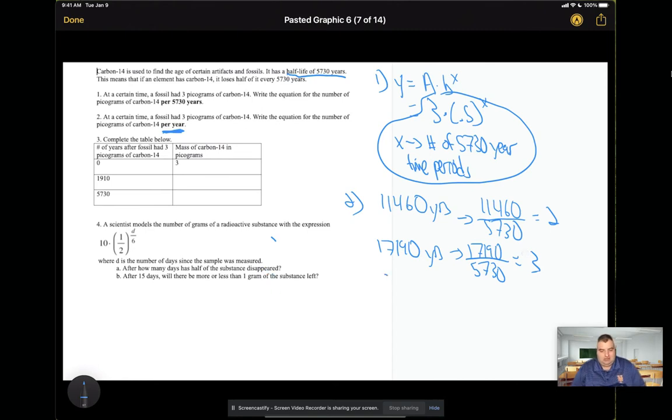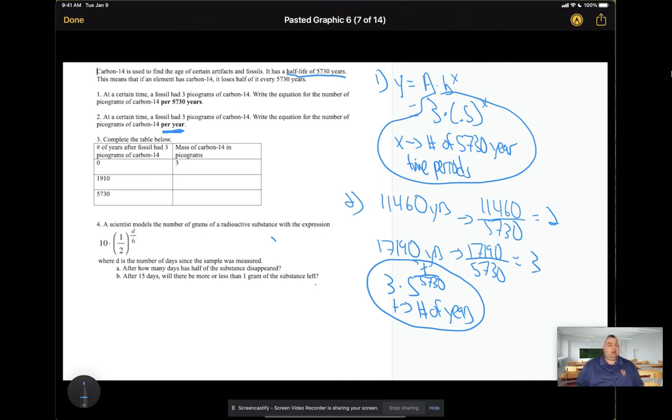So my equation is going to be 3 times 0.5 to the power of, and I'm going to use t this time, t divided by 5,730, where t in this case is now the number of years. So 3 times 0.5 to the power of t over 5,730.